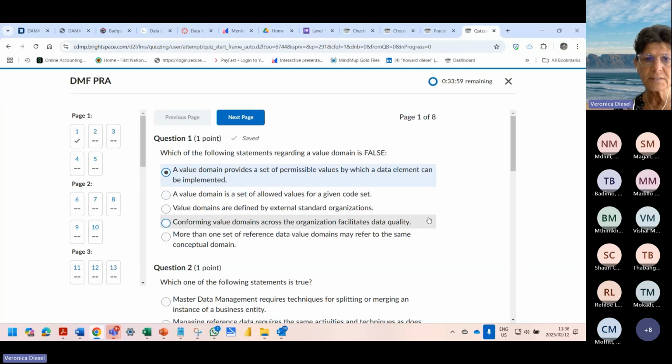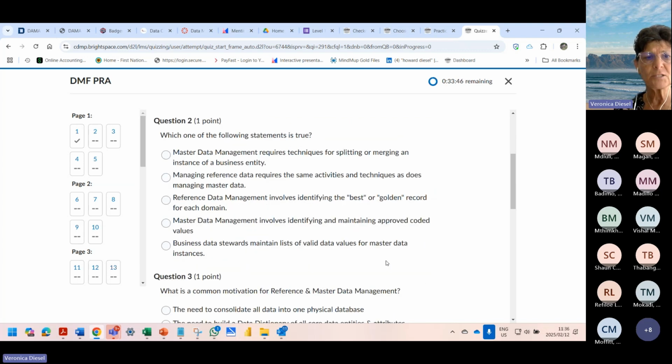Conforming value domains across the organization facilitates data quality. That might not be right. More than one set of reference data value domains may refer to the same conceptual domain. That also doesn't make much sense. Question 2. Which of the following statements is true?